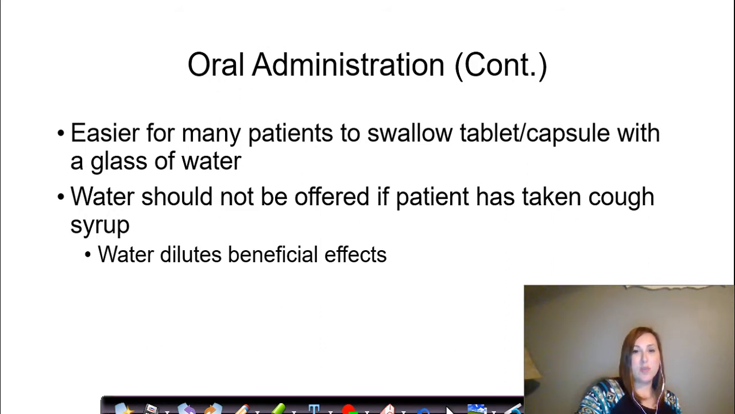It's easier for patients to swallow with a glass of water, and water should not be offered if a patient has taken a cough syrup, because it can dilute those beneficial effects of the medication.